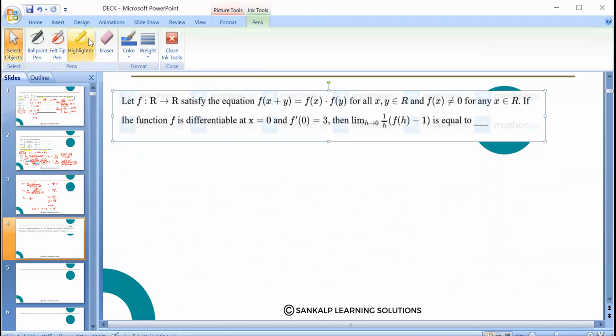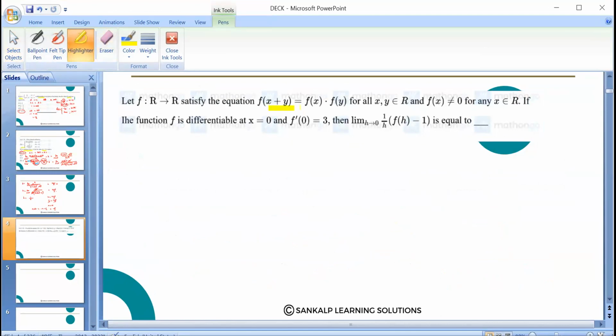According to question number 7, f of x plus y is f of x into f of y. The function is differentiable at x equal to 0, and f dash 0 is 3. You have to find mainly the limit of f of h minus 1 by h as h approaches 0.